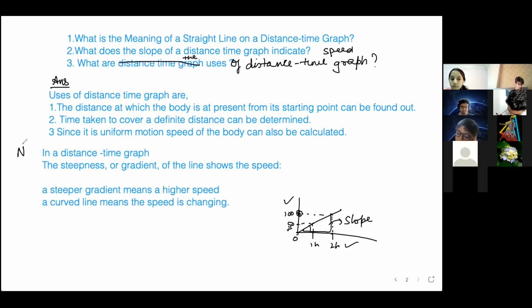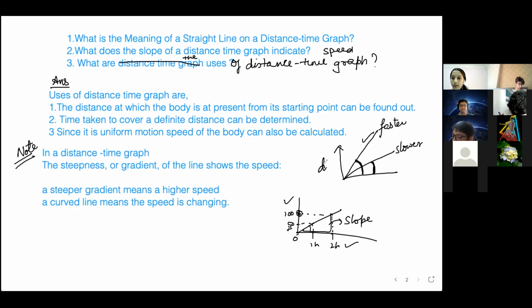So this is a note, okay, where you have written the notes on distance time graph. There also you can write, in a distance time graph, the steepness or gradient of the line shows the speed. So if you have two vehicles, this one is steeper and this one is less steep. So you can say that this vehicle is moving faster, and this is moving slower than this vehicle. Got it? Why? Because this is less steep and this is more steep. Is it clear? Yes. Distance, time. So steepness or gradient of the line shows the speed.